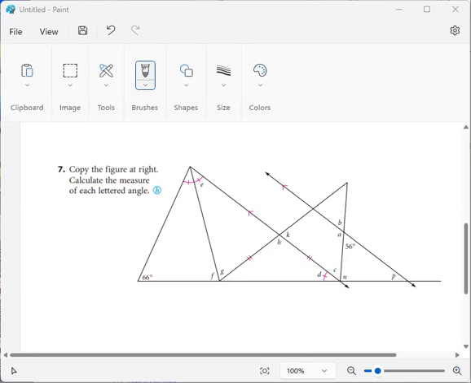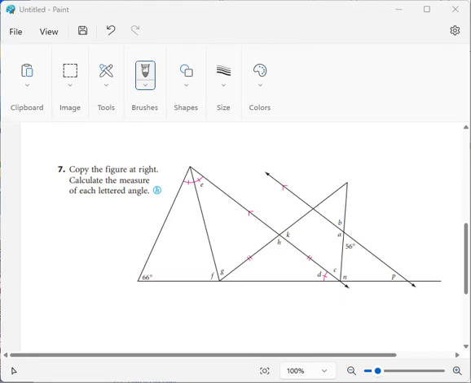Okay, so on these types of problems, you just have to think about everything that you have learned. So we've learned about vertical angles being congruent. We've learned about those parallel lines with the transversal. We have corresponding angles are congruent, alternate interior angles, alternate exterior angles. And then in the previous lesson, you just learned that all of the angles of a triangle add up to 180.